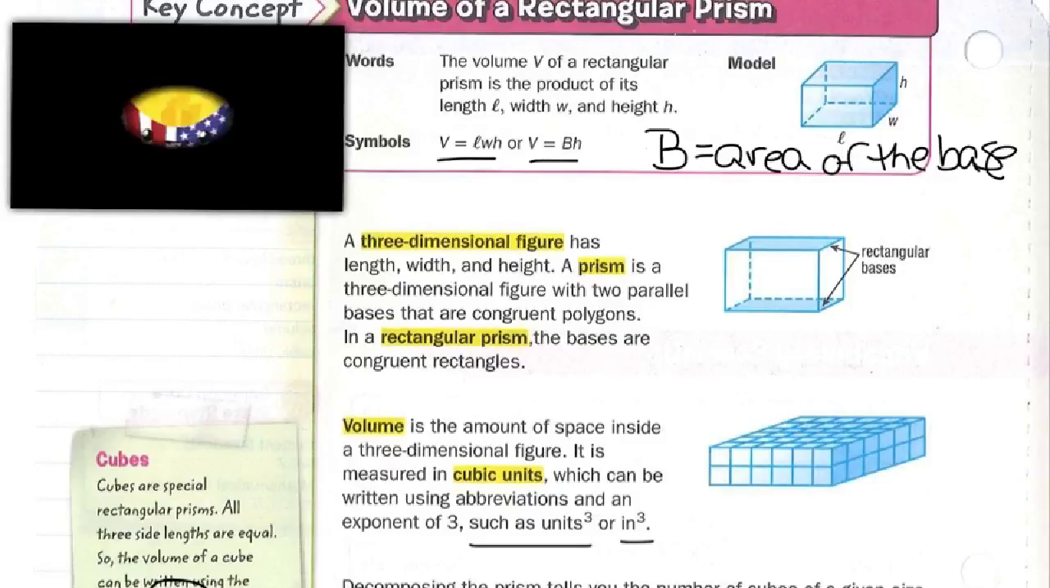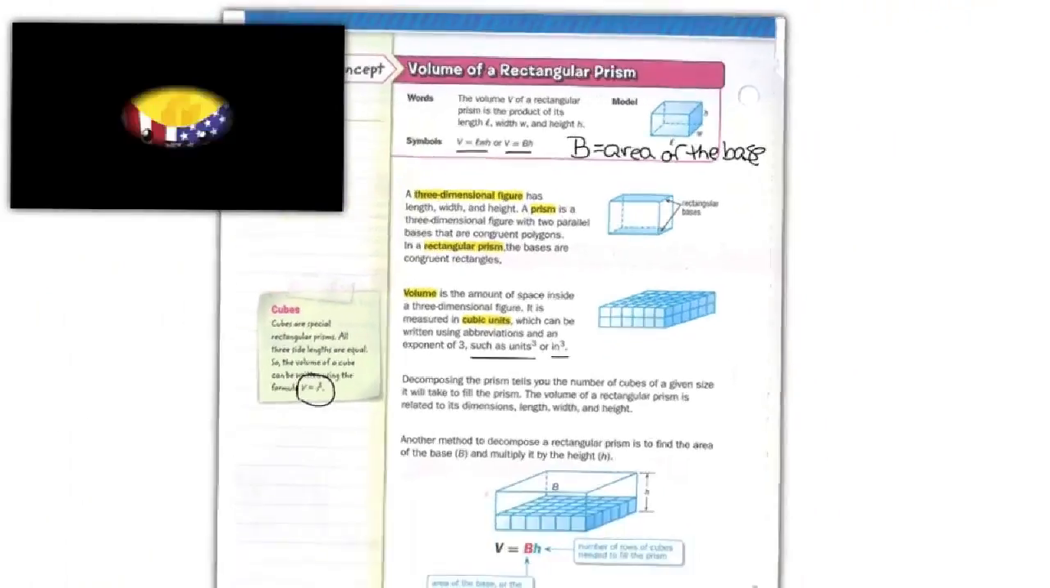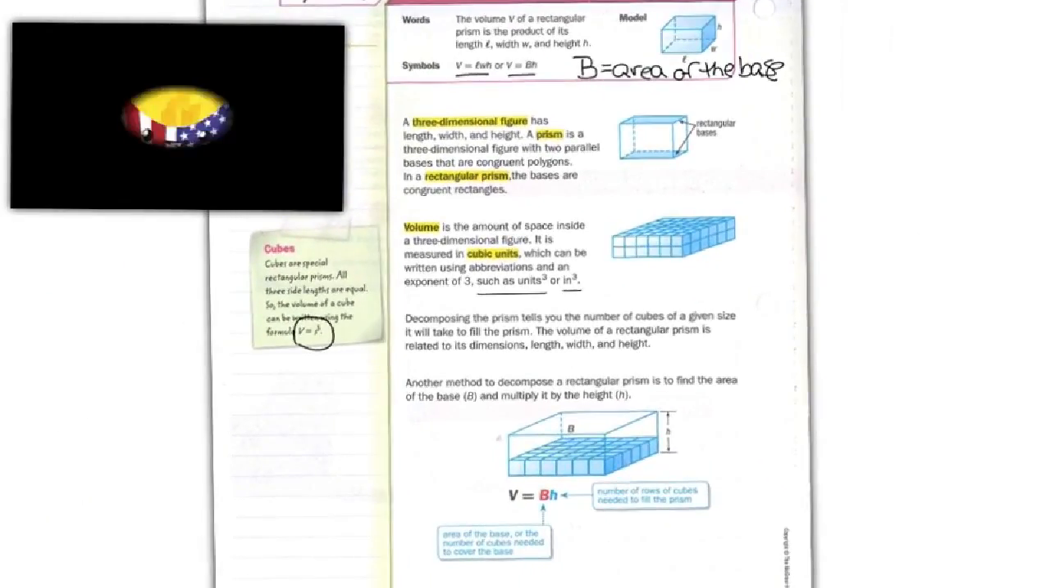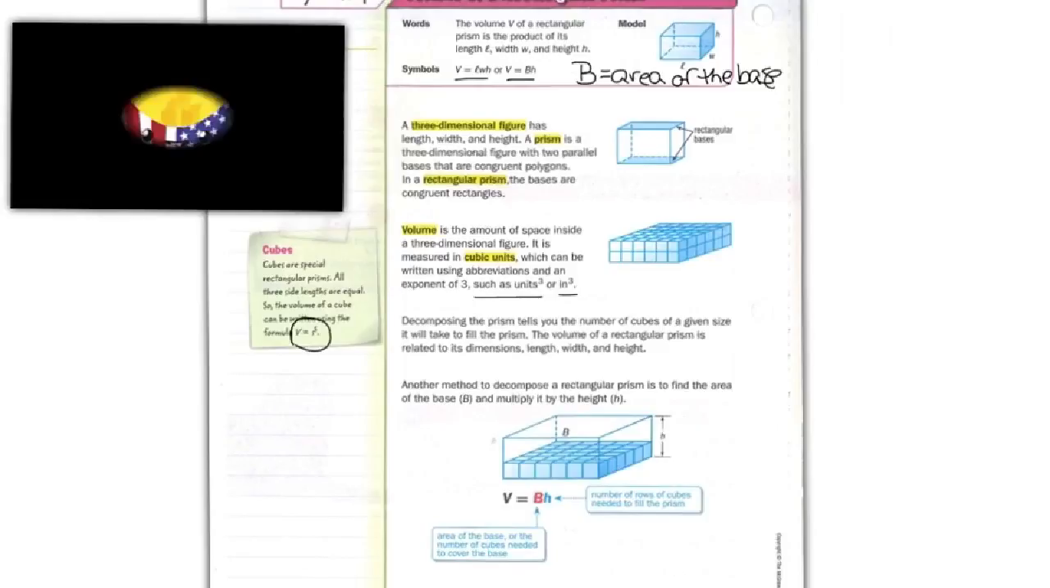Decomposing the prism tells you the number of cubes of a given size it will take to fill the prism. The volume of a rectangular prism is related to its dimensions, length, width, and height. Another method to decompose a rectangular prism is to find the area of the base and multiply it by the height. That's where we get this formula right here. Okay, so we can find the base times the height right here, and then multiply that by the height of the prism, and we would get the volume of the entire prism. Go ahead and go to your next page, please.